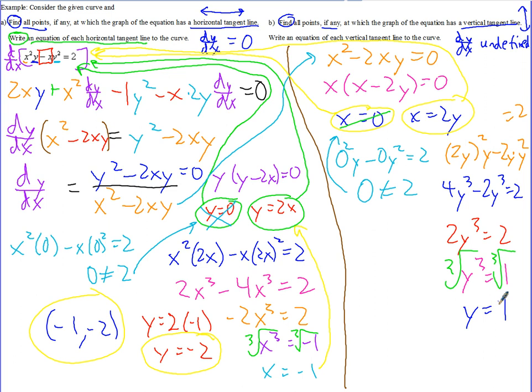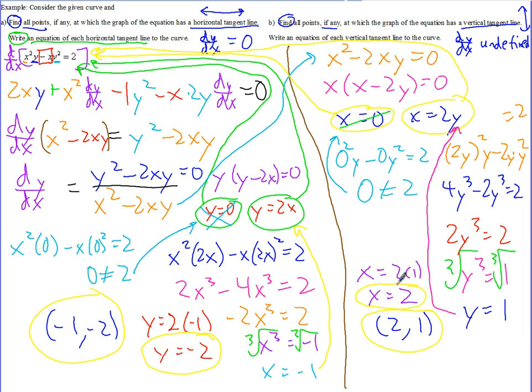And then to find x, go back to the original equation. You might get additional points that don't actually work. So x would equal 2 times 1. So x equals 2. Our point where we have a vertical tangent line, there's just one in this case. Sometimes you have more than one, sometimes you have none. Here we've got x is 2 and y is 1. And the equation of that vertical tangent line would be x equals 2, which we already wrote down here.